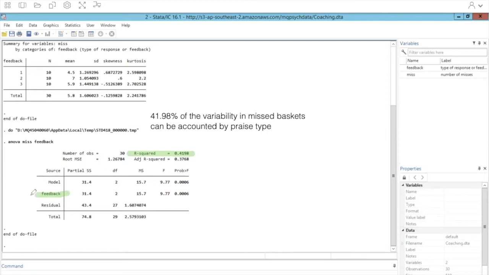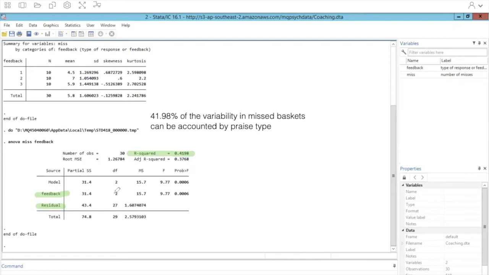differ from each factor. Remember that the feedback line here is essentially explaining the variability in number of missed baskets that's accounted for by feedback, and the residual line is the variability unaccounted for. So just variability in number of missed baskets that can't be explained by feedback type.